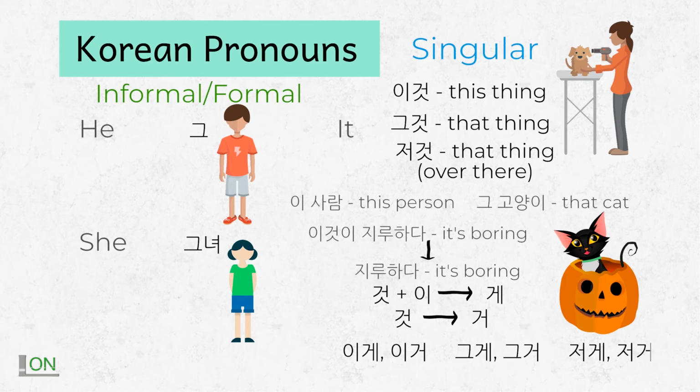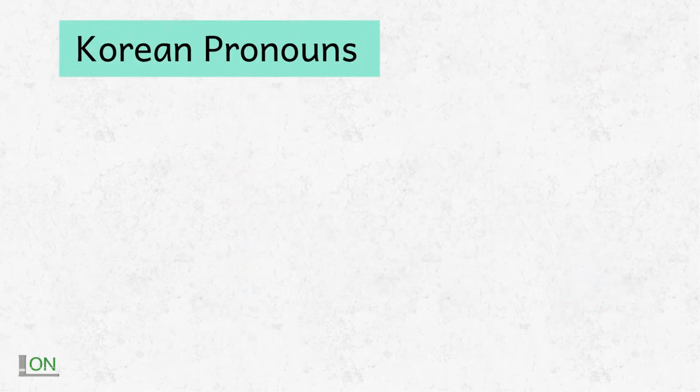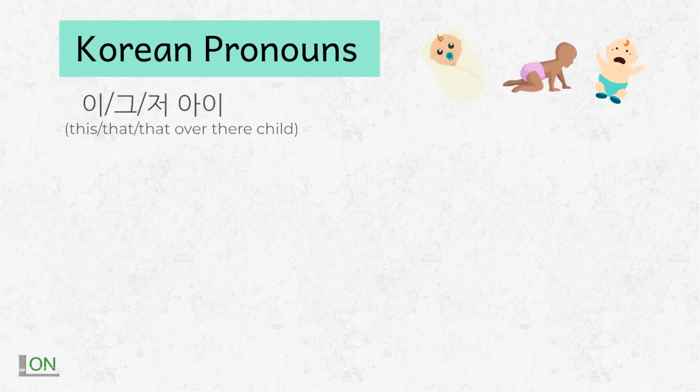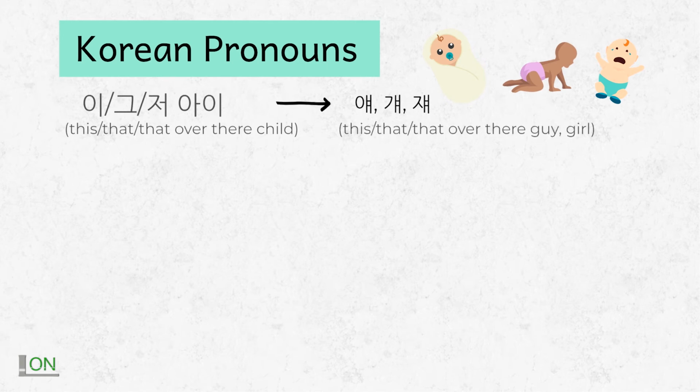But in most cases, please remember that we do not actually use pronouns in Korean. It's always better to use the name of a person, job title, etc. Also, we have other ways to refer to a third person singular. 이, 그, 저, 애: this, that, that over there child, if you want to refer to a child. But this can be shortened to 얘, 걔, 쟤, which means this, that, that over there guy or girl.